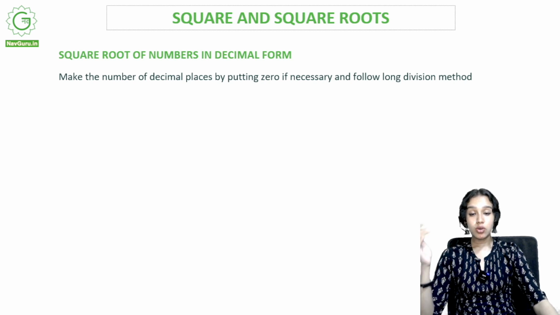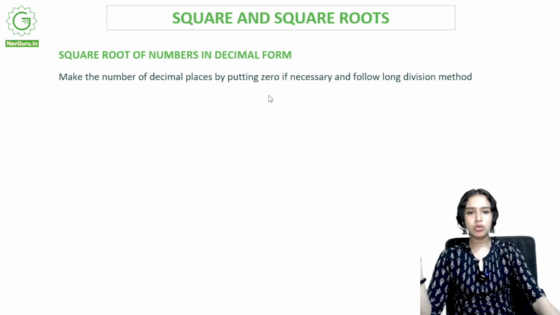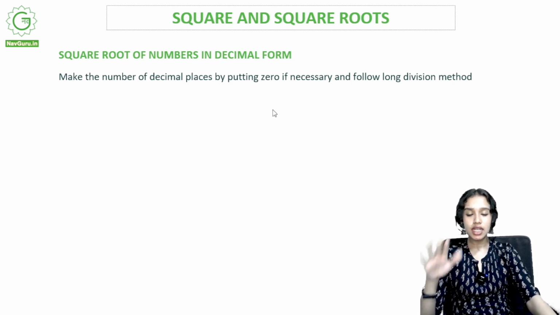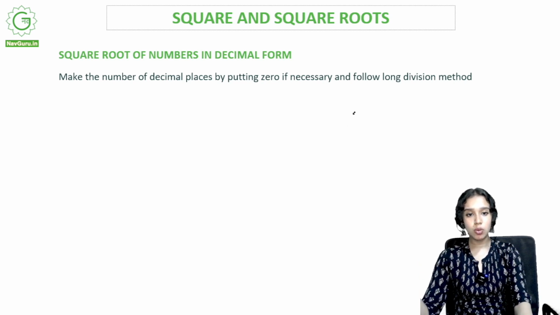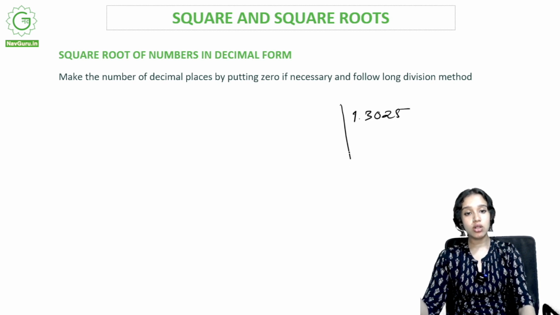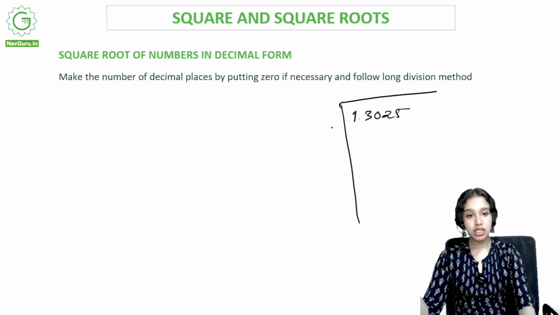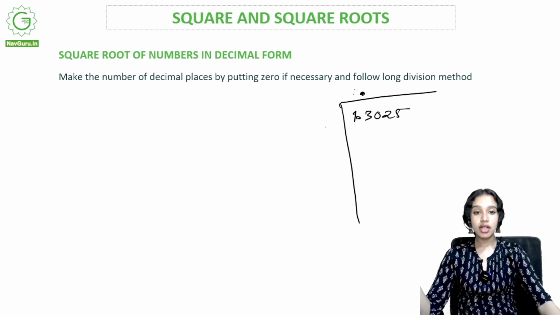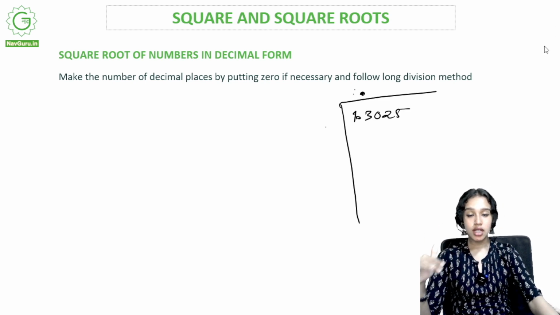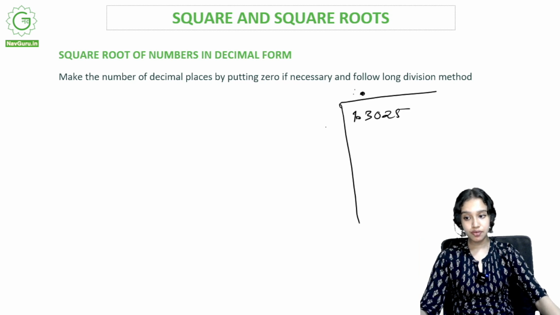Square root of numbers in decimal form. So, decimal form is the same as the long division method. If we have a decimal, say like 1.3025 and all, we could do the long division method here, but with the decimal point. That is, in the quotient part, we put the decimal point here. Other than that, we follow the long division method and we get the answer.